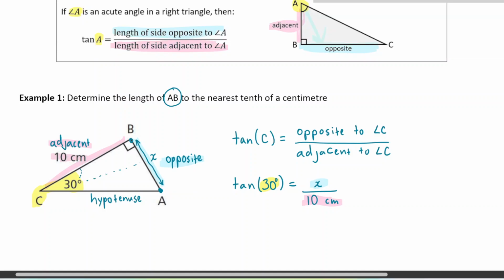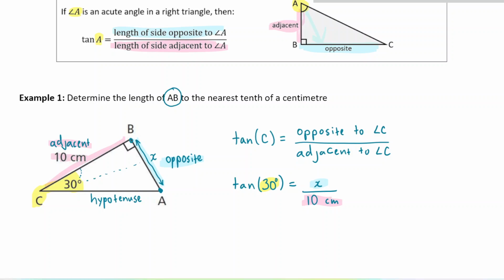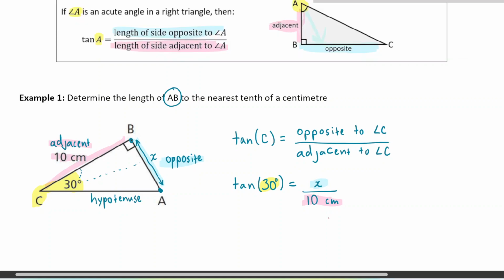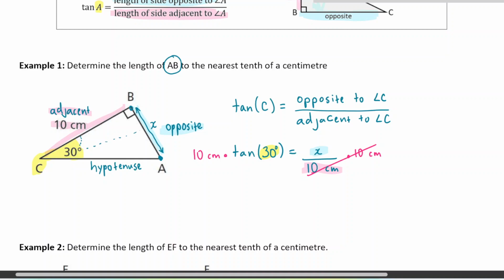Okay, so now we're just going to solve for X. So just as a reminder, in algebra, when you're looking for an unknown, you can do opposite operations to both sides of the equation to solve for that unknown. So here, the X that we want to find is being divided by 10 centimeters. So on both sides, I'm going to do the opposite of dividing by 10, which is simply to multiply both sides by 10. As long as I do something to both sides of the equation, I'm not changing the equation at all. So here I'm dividing by 10 and then multiplying by 10, it just cancels that 10 out on the right hand side. And on the left hand side, I have 10 centimeters times tan of 30. And that's going to equal X. So that's what I'm going to type into my calculator.